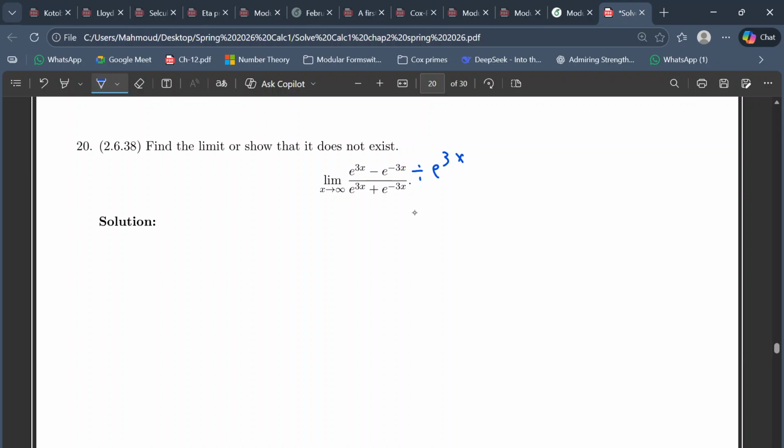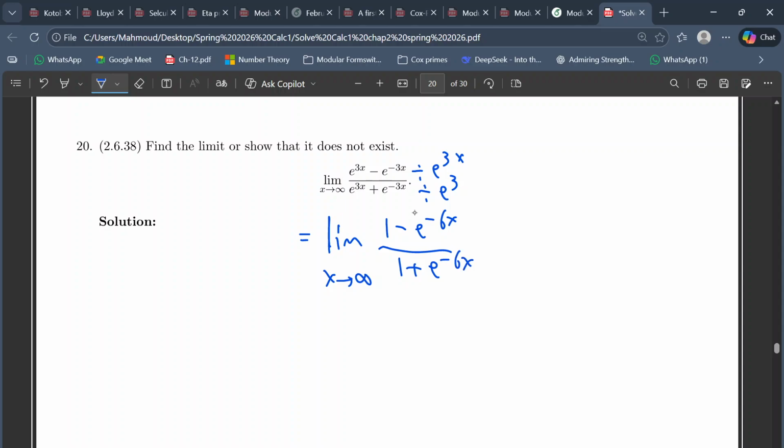We have to find the limit of (e^(3x) minus e^(-3x)) over (e^(3x) plus e^(-3x)) as x goes to infinity. We will divide by e^(3x), okay? So divide by e^(3x), divide by e^(3x). This equals what? The limit as x goes to infinity of (1 minus e^(-6x)) over (1 plus e^(-6x)).